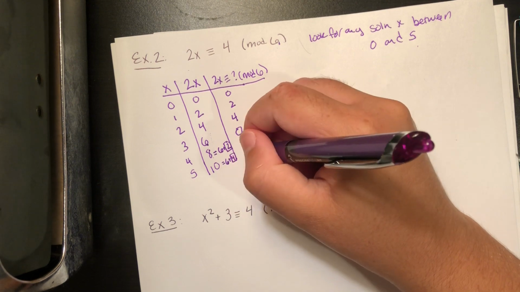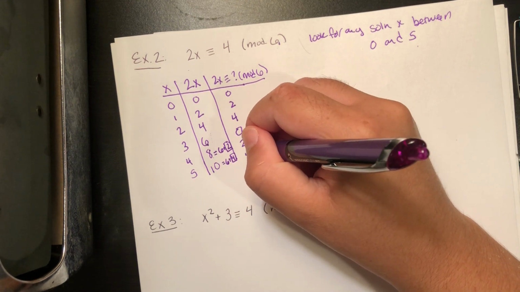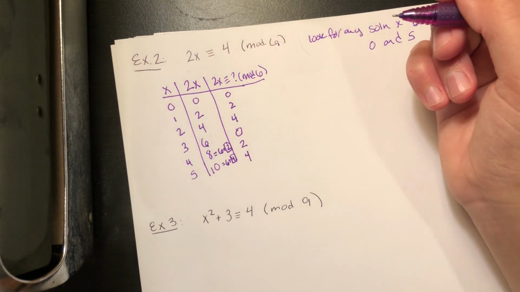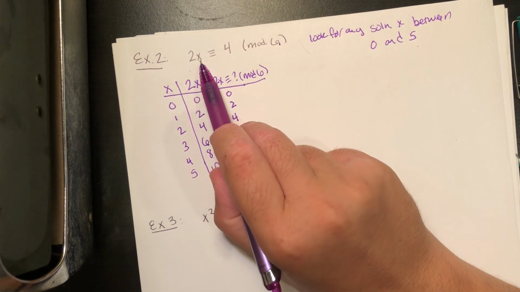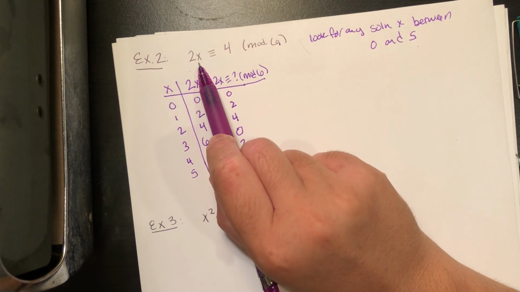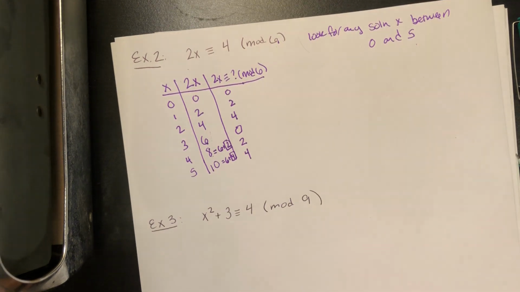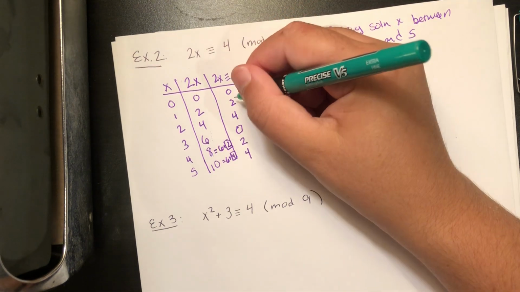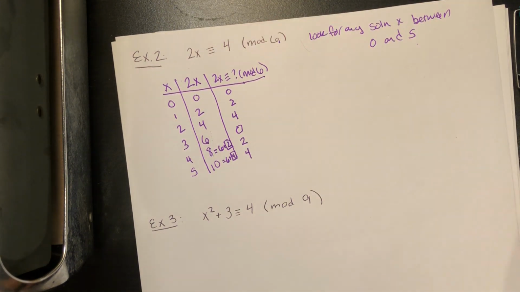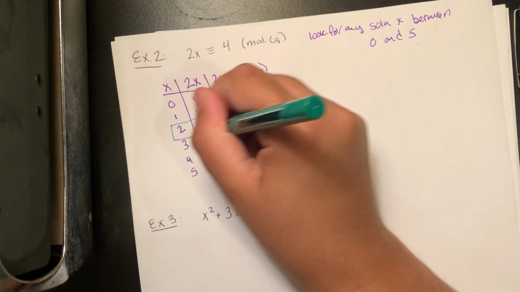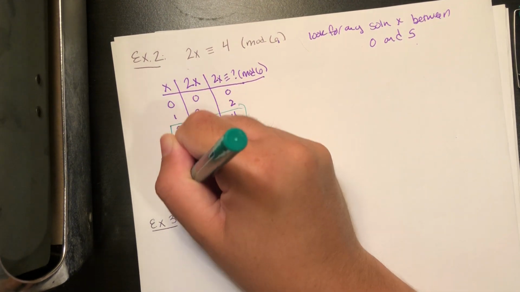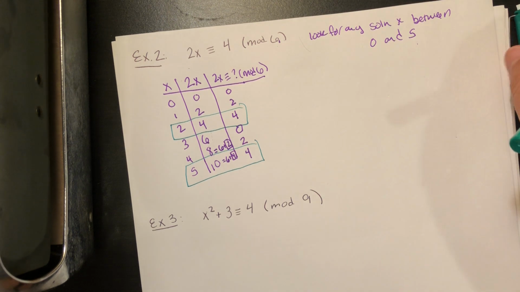And so we have a remainder of 4. So 10 is equivalent to 4 mod 6. We're trying to find any x values such that 2x is congruent to 4 mod 6. So we're going to look for any 4s in this last column here. We get one here, and we get one here. So in fact, there's 2 solutions here.